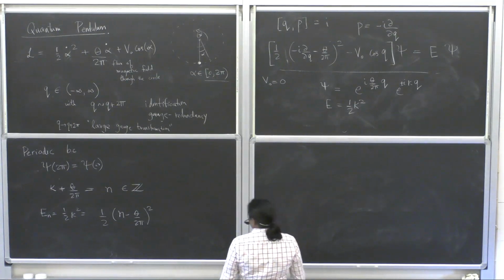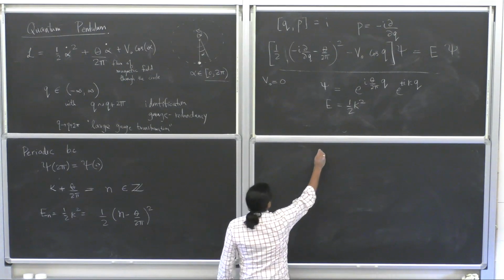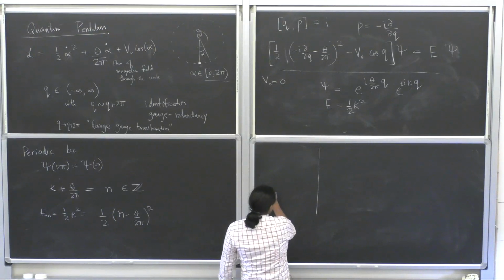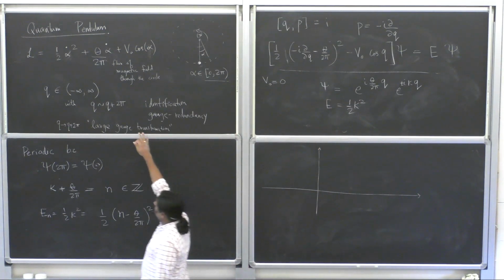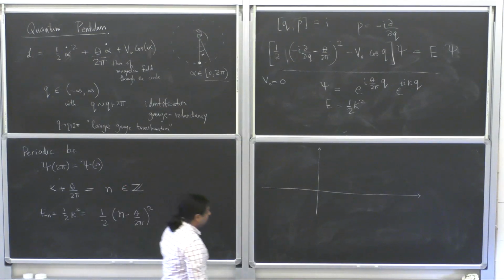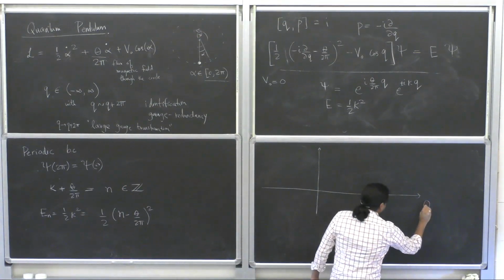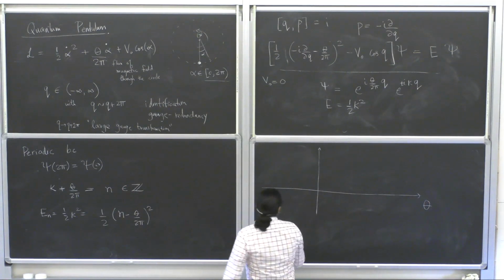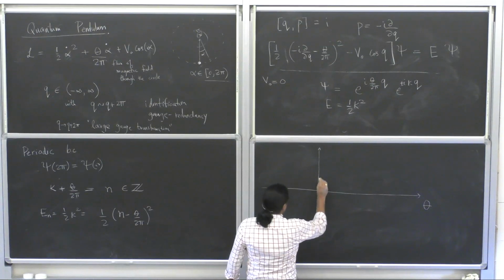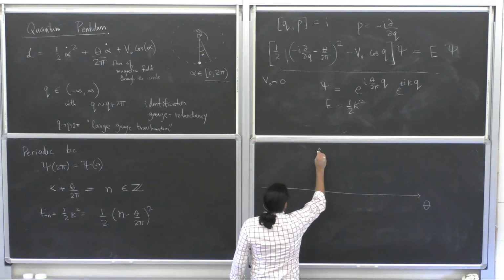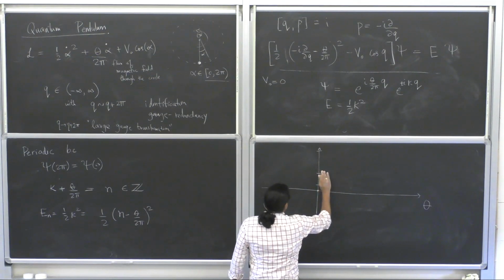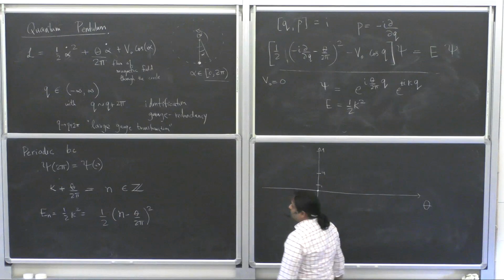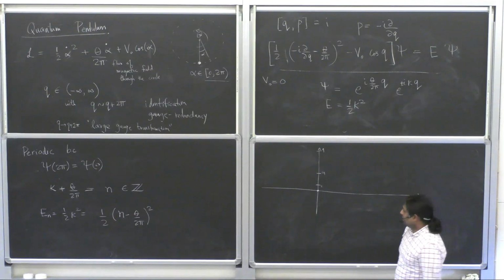So let's do one quick thing. Let's plot what the spectrum looks like as a function of theta. Theta is a parameter in the Lagrangian, so it's not actually a variable, but I just want to look at the spectrum of the theory as a function of theta. So at theta equals 0, I have the usual particle in a box energies, so 0, 1, 4, 9 would be my energy levels at theta equals 0.